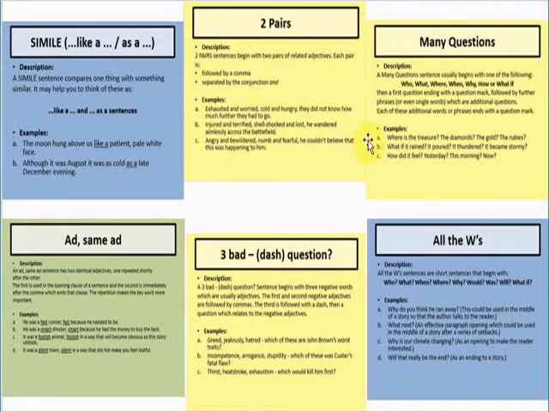So it's using contrasting pairs. Two pairs of things that could go together. So they're two pairs of related adjectives. Each pair is followed by a comma and separated by the conjunction and. So an example: exhausted and worried, cold and hungry. They didn't know how much further they had to go. It's two little pairs put together just to show how much of something someone's feeling.